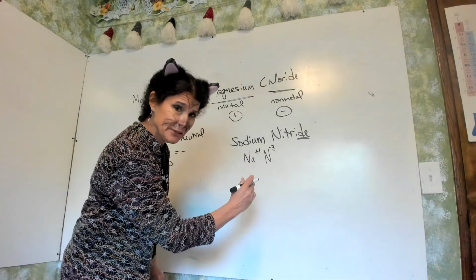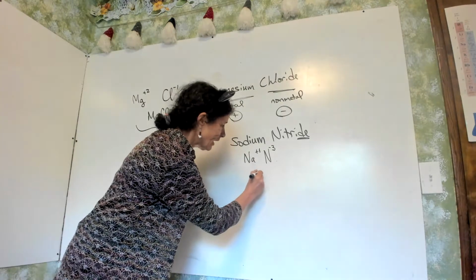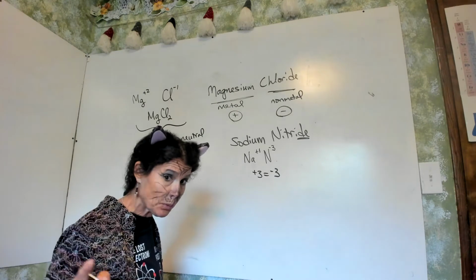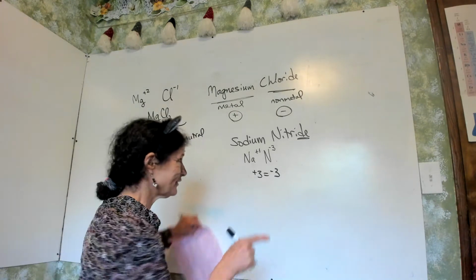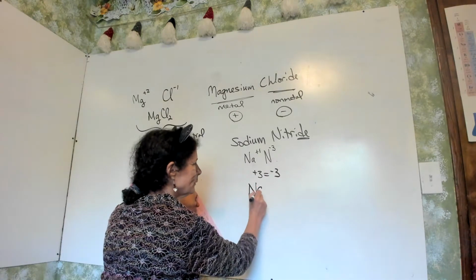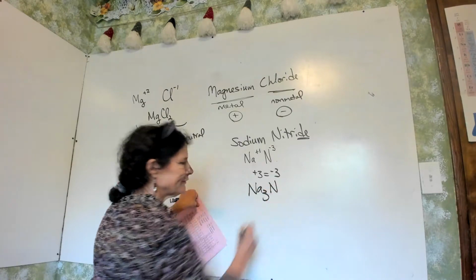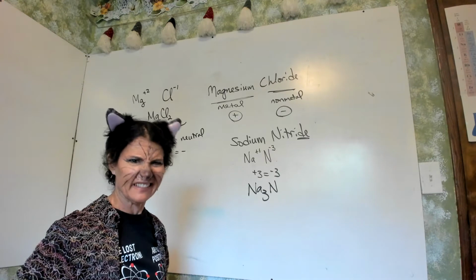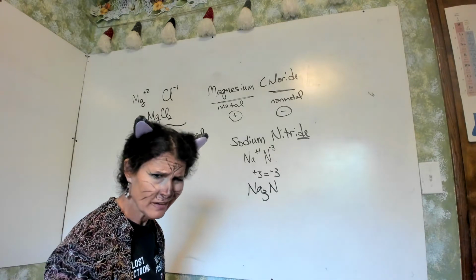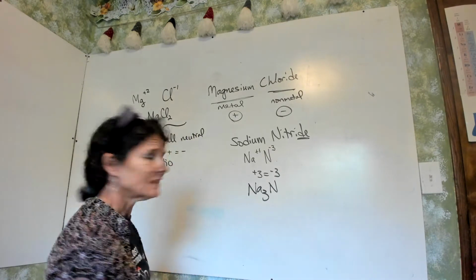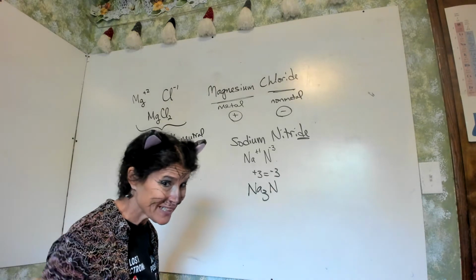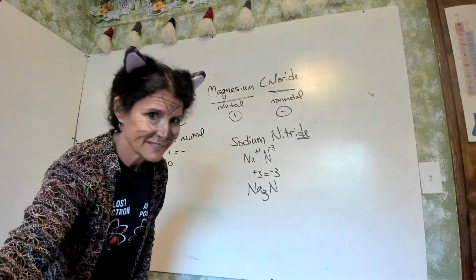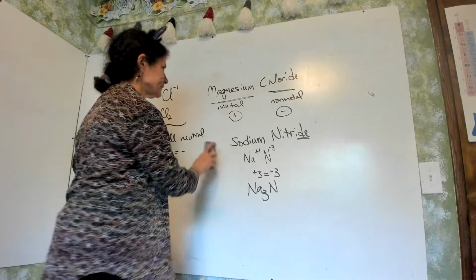So for this to be neutral, our positive must equal our negative. So we're going to have a +1 and a -3, which means we need 3 sodiums for every 1 nitrogen. Some students are like, I got this, and they speed ahead. It turns out they didn't get it. So we're going to do a couple more, and then we're going to look at the middle of the periodic table, because they do some really funky stuff.